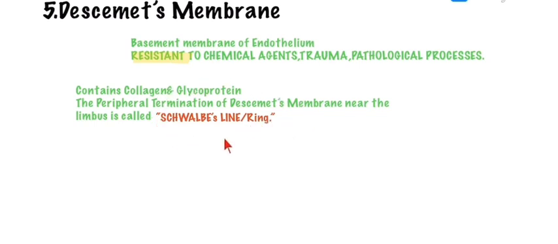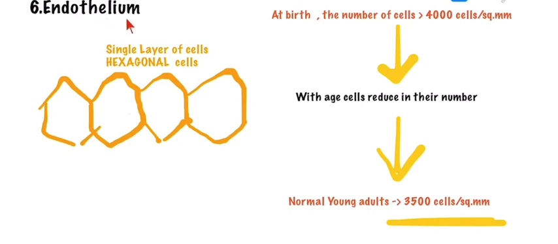This is a very important question in multiple choice questions. Yeah, this is a very important one. So the peripheral termination of Descemet's membrane near the limbus is called nothing but Schwalbe's ring or Schwalbe's line. Next, the final layer is the endothelium.